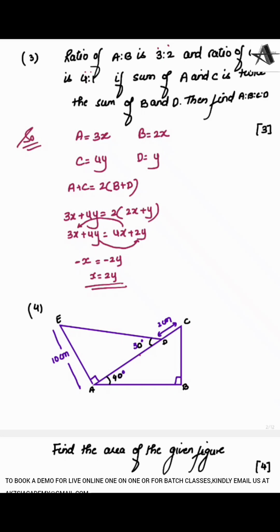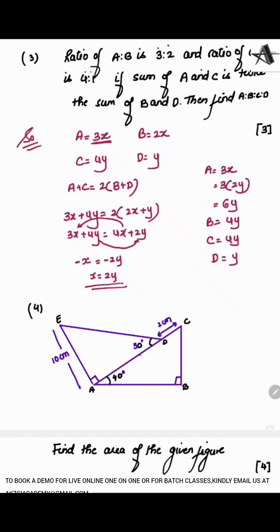So when I substitute x as 2y here, A is 3x, and now x is 2y. So 3 into 2y is 6y. Similarly, B will become 4y. C is already 4y and D is y.